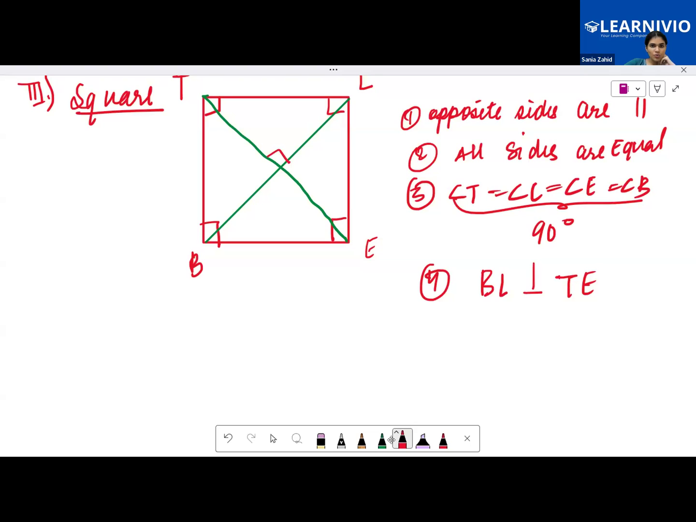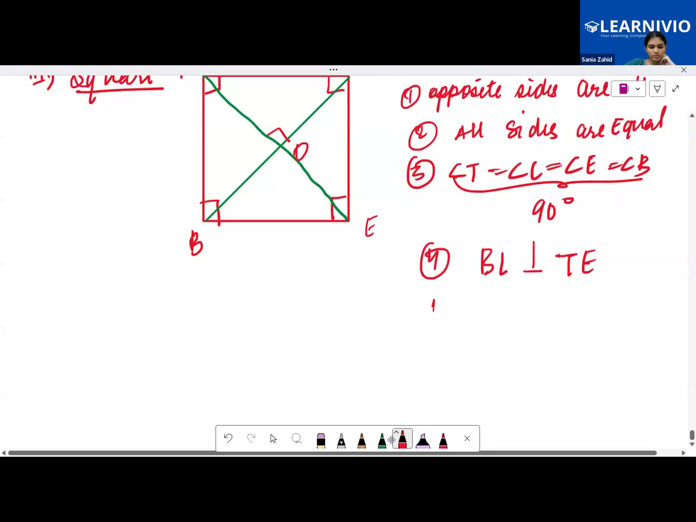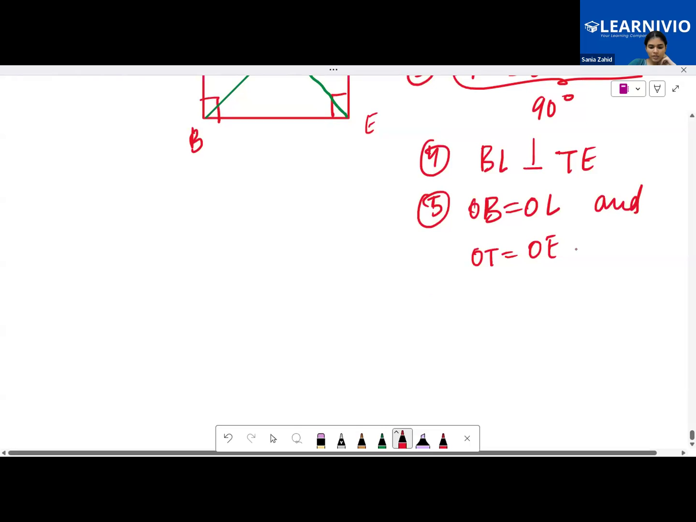If I say it as O, that means again OB will be equal to OL and OT will be equal to OE, right? Very basic properties. Shall we come to the question now? Yes, ma'am.